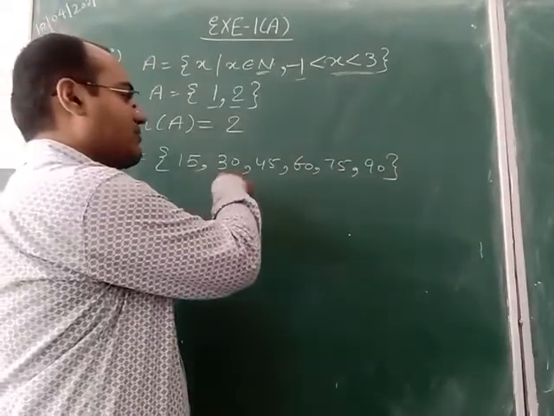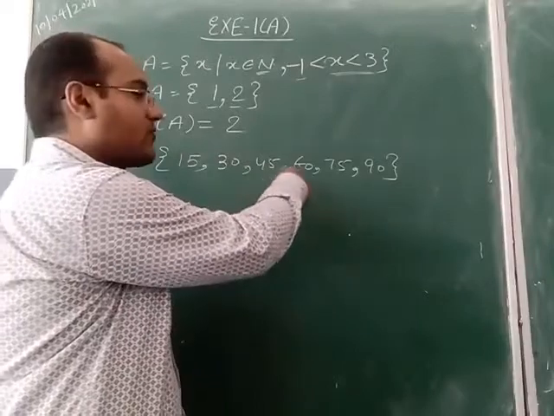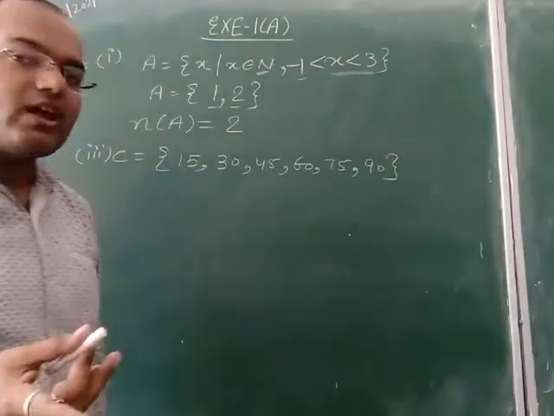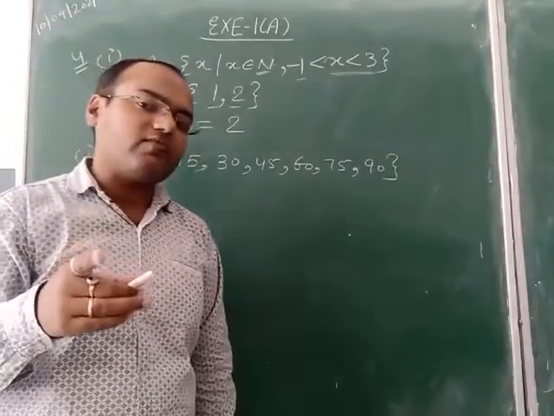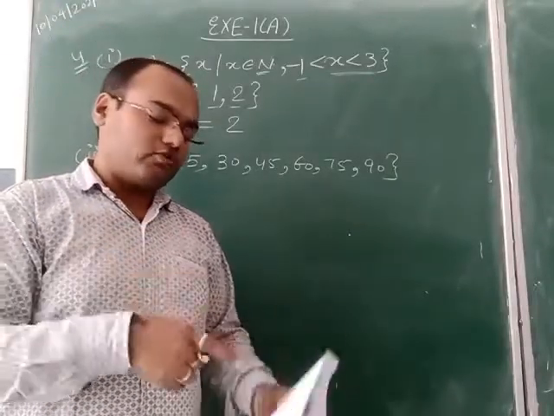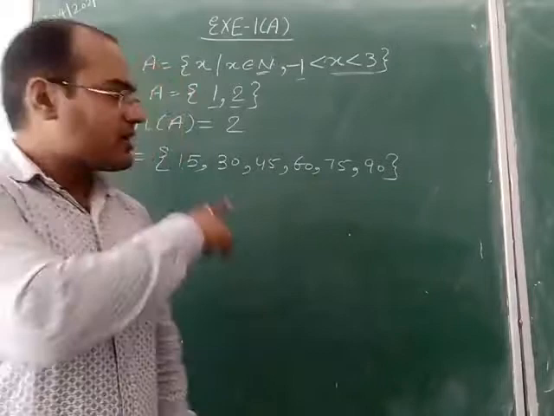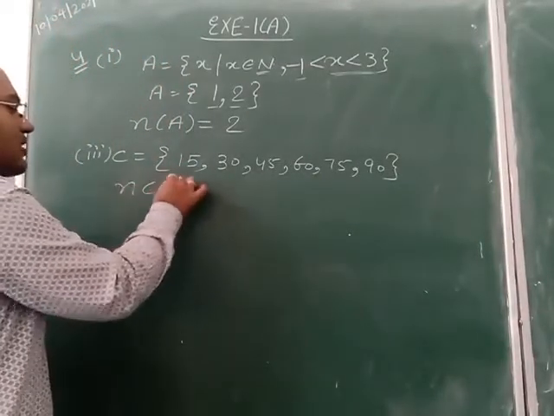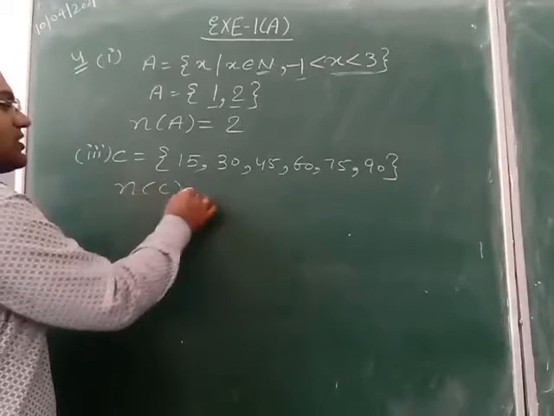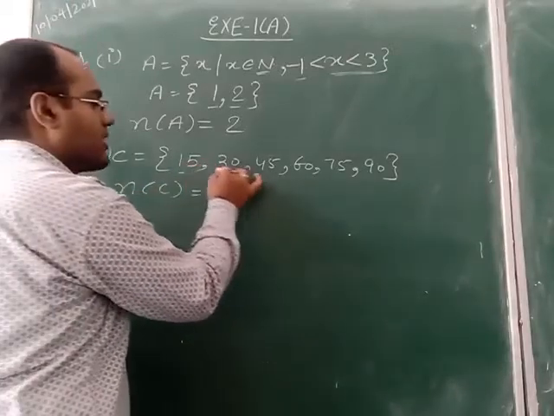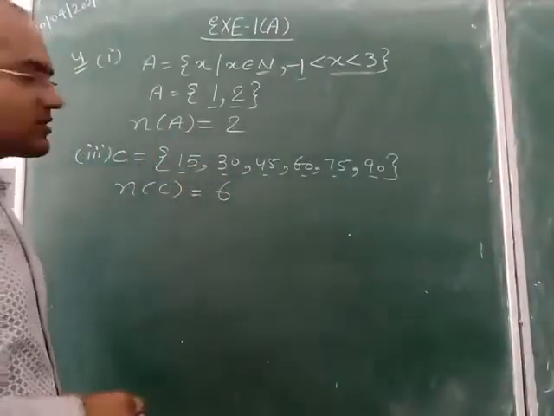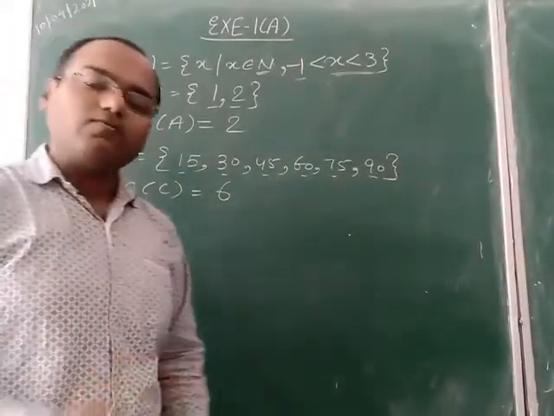This is the table of 15 only. 15 1 is 15, 15 2 is 30, 15 3 is 45, 15 4 is 60, 15 5 is 75, 15 6 is 90, 15 7 is 105. And in 105, 3 digits are coming, but in the question he is asking only 2-digit numbers. That's why we have written up to 90. Now cardinal number of C, how will we write? We will count them: 1, 2, 3, 4, 5, 6. So cardinal number of C is 6. So like this you have to do question number 4.